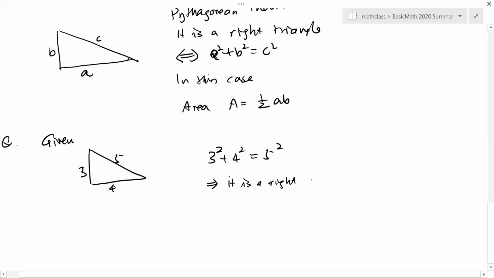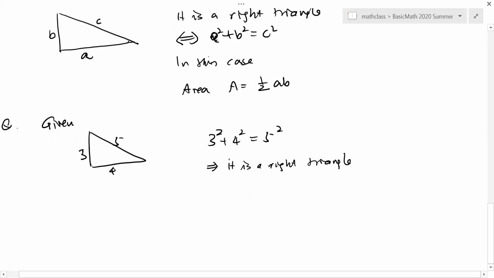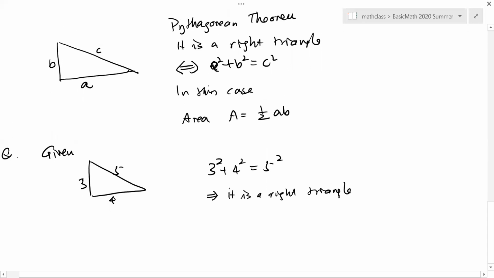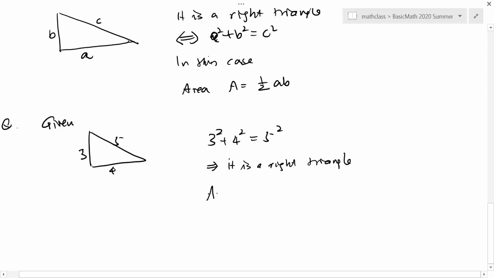Now you are not told it's a right triangle, but I told you the Pythagorean theorem says that if you have this relationship, then it's a right triangle. So the angle between 3 and 4 is 90 degrees. Okay, so then the area is going to be, you just needed to do this multiplication. It's going to be 6.